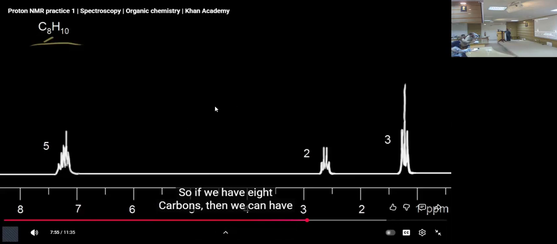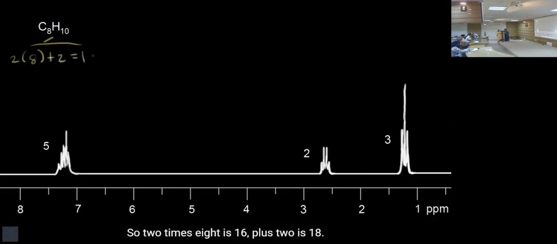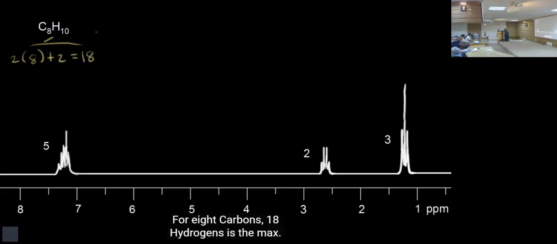Everyone calculated? Yes. Okay. Then we can have a maximum of 2 times 8 plus 2 hydrogens. So 2 times 8 is 16 plus 2 is 18. So for 8 carbons, 18 hydrogens is the max. Here we have 10 hydrogens. So we're missing 8 hydrogens, or we're missing 4 pairs of hydrogens. So the hydrogen deficiency index is equal to 4.